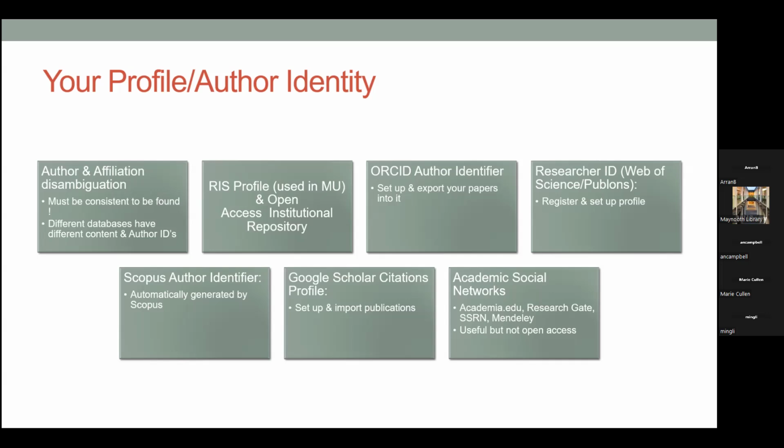And then finally, there's the academic social networks. That's things like academia.edu, ResearchGate, Social Science Research Network, Mendeley. Useful, and the idea of those is they allow academics to speak to each other, exchange papers, pose questions, all that kind of thing. But they're not open access, so if you're looking at those as an alternative to maybe Mural, it doesn't really work like that. And in fact, people can be asked to take papers down if they're not compliant with the copyright. So just be careful around that.